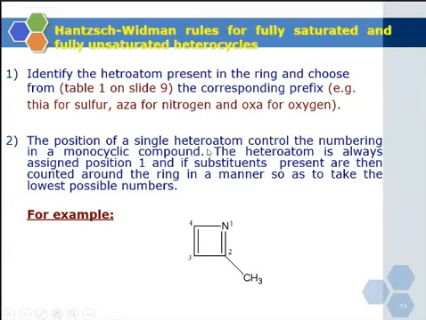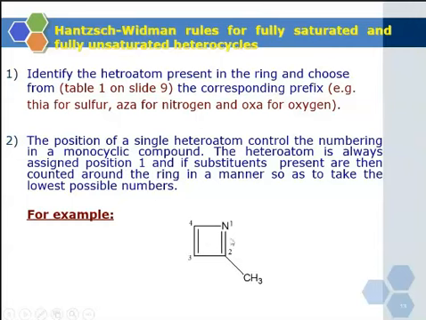The position of a single heteroatom controls the numbering in a monocyclic compound. If only one heteroatom is present, then the numbering is done in such a way that the heteroatom gets position number 1. Okay, if only one heteroatom is present in a monocyclic compound, here try to notice single heteroatom and monocyclic compound, the heteroatom is always assigned position number 1.